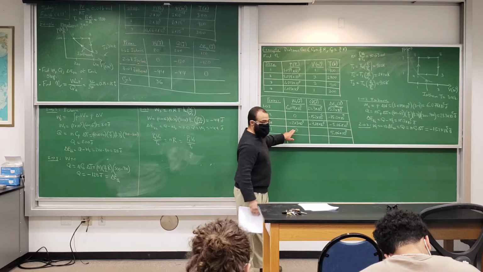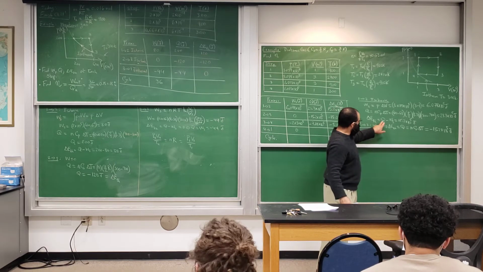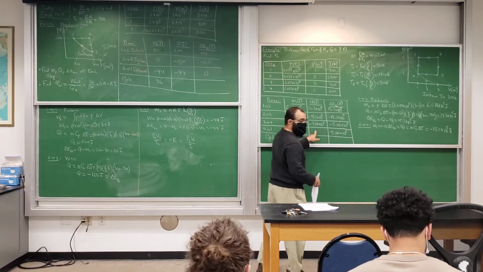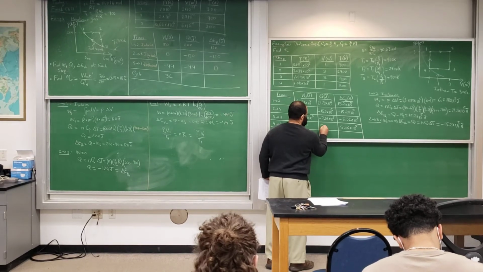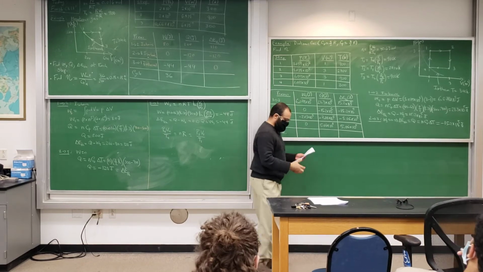Now, since the work is 0, then delta E thermal, which is Q minus W, but W is 0, so delta E thermal is equal to Q. So Q would be what? 5.06. So you can save yourself a little bit of time.